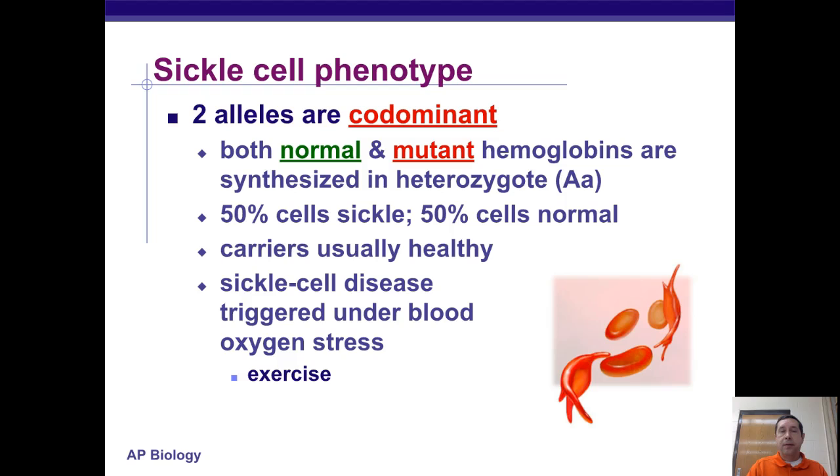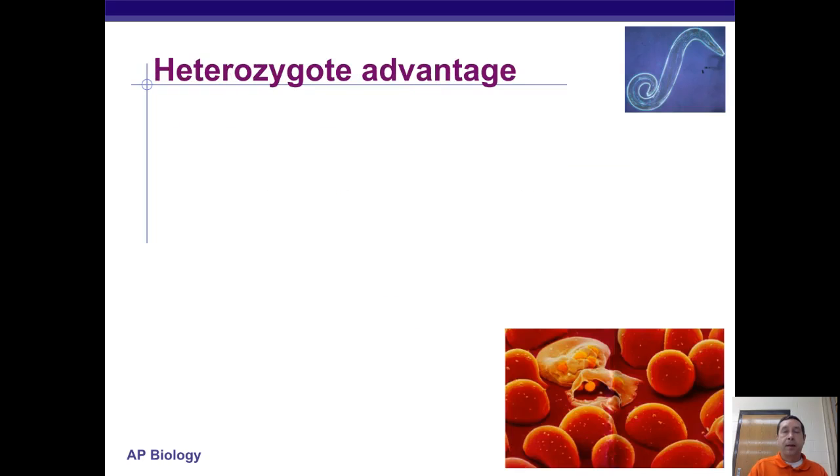Now, the reason for sickle cell, we see, again, 2 alleles are co-dominant in this case. The normal and mutant allele results in some normal and some abnormal cells. Carriers are usually okay. Sickle cell can be triggered when there's oxygen stress, like during exercise. So a carrier, day to day, is fine, but if they exercise heavily, they may see the symptoms of sickle cell showing up. So why is this so prevalent in people from this group?